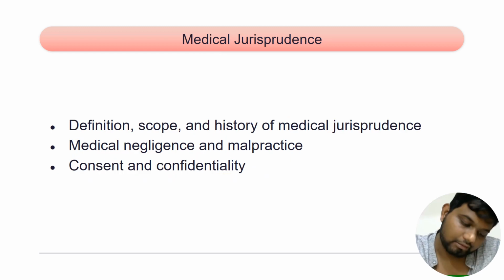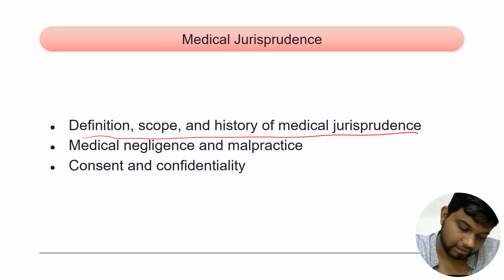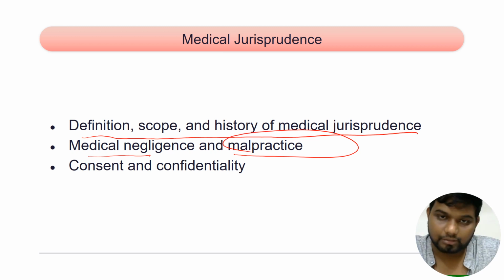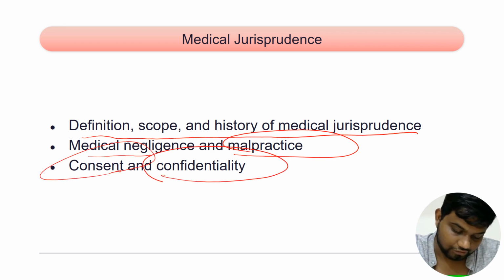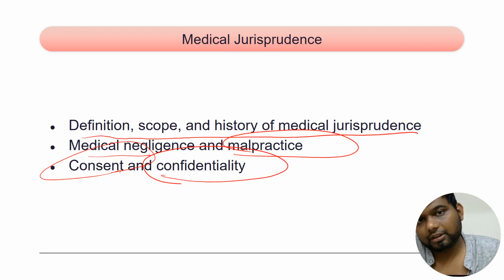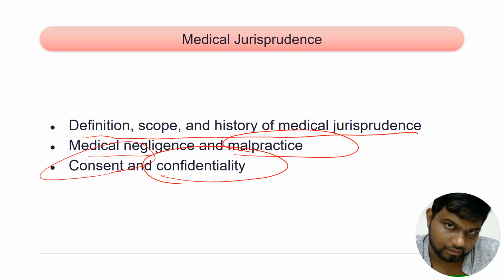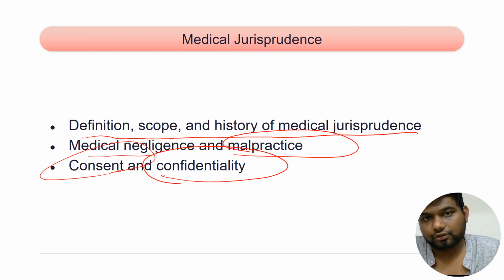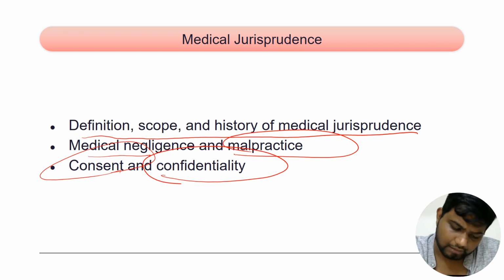Then you have medical jurisprudence: the definition, scope, and history of medical jurisprudence. You have to remember the importance of consent, confidentiality, medical negligence, and malpractice. All these areas fall into this category. Negligence can be criminal negligence or civil negligence, and you should know what type of punishment is given for criminal and civil negligence, and apart from that, malpractice.